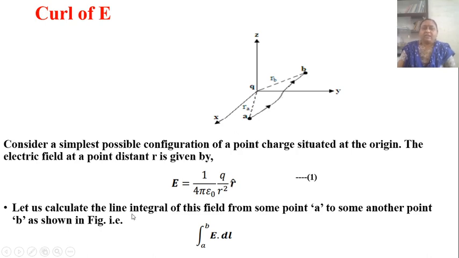Now, let us calculate the line integral of the field from point A to some other point B as shown in figure. See here, this is point A having position vector from the origin, that is r_A, and another point B having position vector r_B. At the origin there is an electric charge Q. So, as shown in figure, integral of E dot dl from A to B.